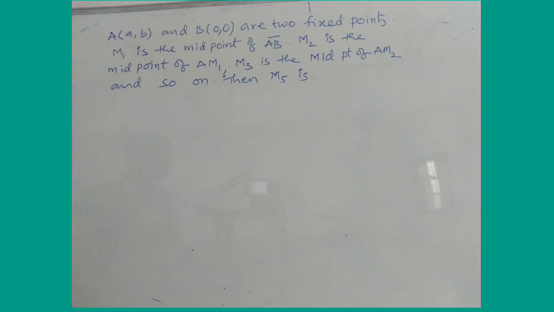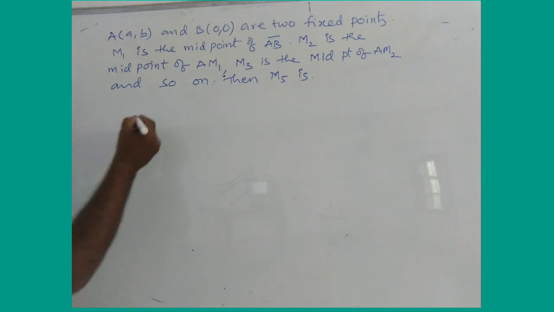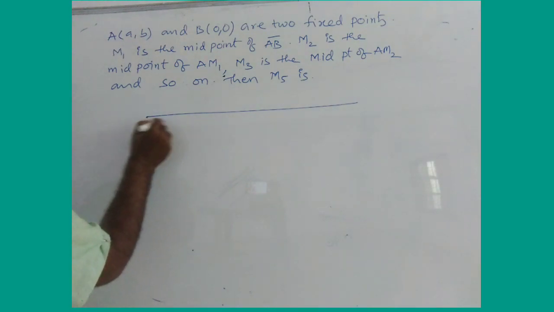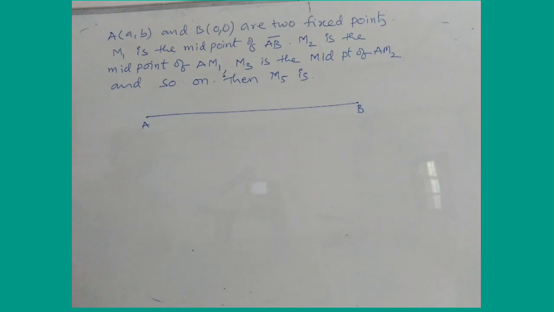Look at this question. A(a, b) and B(0, 0) are two fixed points. Let it be A and B are two fixed points.